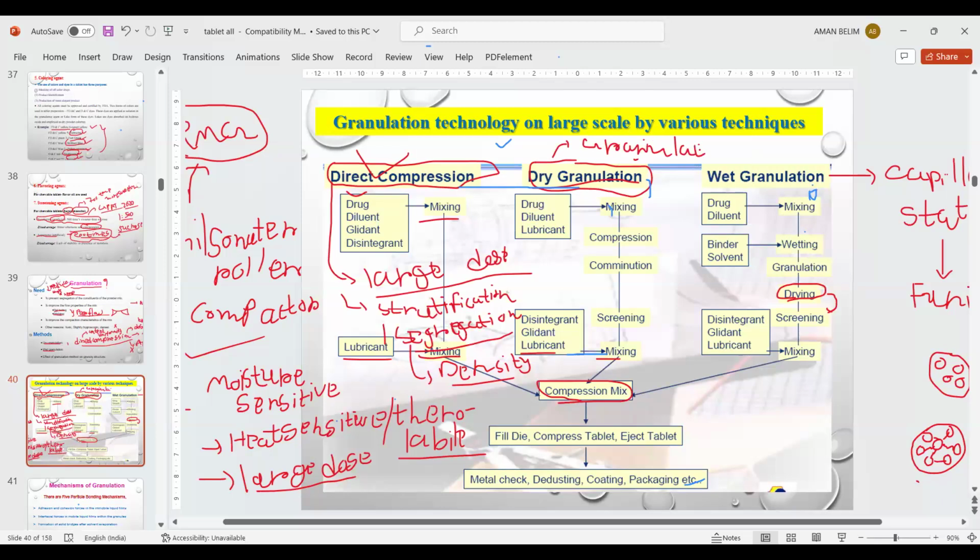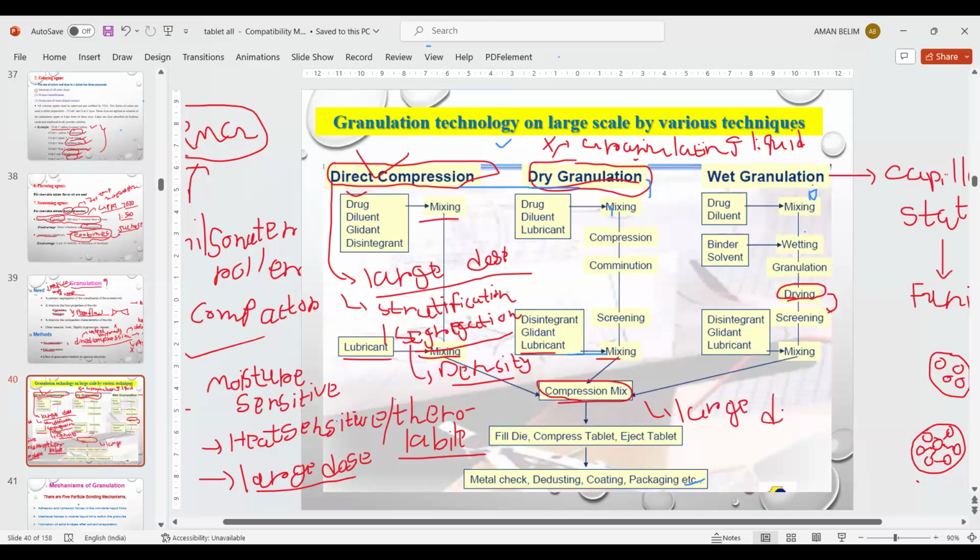We are not using any granulating liquid, right? We will use granulating liquid in case of wet granulation, but we are not using any granulating liquid here. So after compaction, it will convert into small granules due to the compactor. Then it will be mixed with the lubricant, and then compressed into tablet form. So this dry granulation method can be used for a large dose.